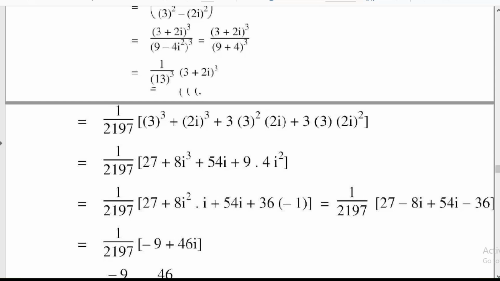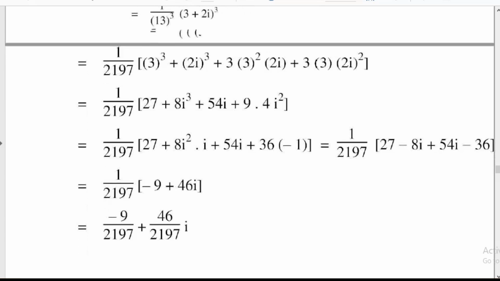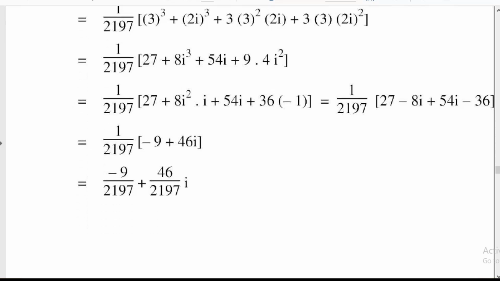27 minus 36 is minus 9, plus 46i, divided by 2197. So minus 9 divided by 2197 plus 46 divided by 2197 i, which is the required solution.